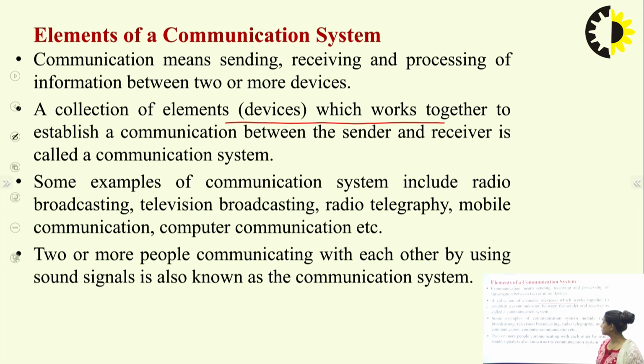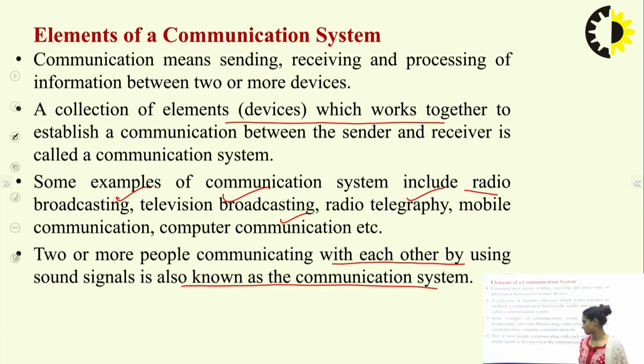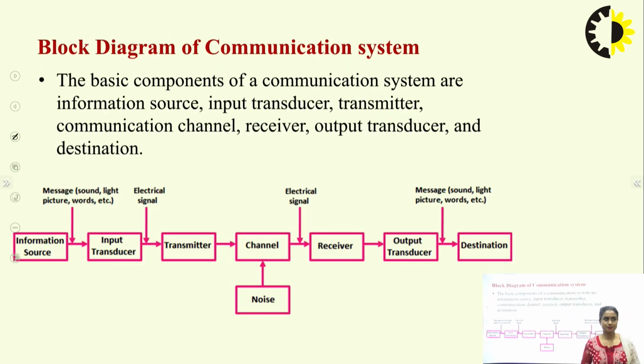Some examples of communication systems include radio broadcasting, television broadcasting, radio telegraphy, mobile communication, and computer communication. Two or more people communicating with each other by using any kind of signal, not only sound signal, is called a communication system. This is the block diagram of my communication system. We need to pay attention to this. These are the basic blocks of my communication system.